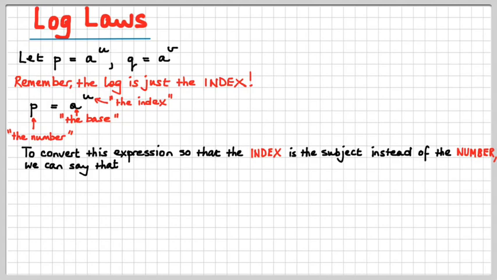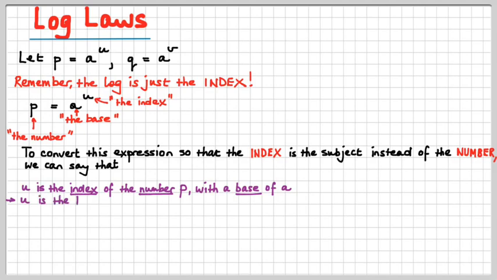So we can say that in English as a sentence: u is the index of the number p with a base of a. Now, do you get that? U is the index of the number p with a base of a. Or we could say that u is the log, because the index is the log, of the number p with a base a. Yes? Do you get that?